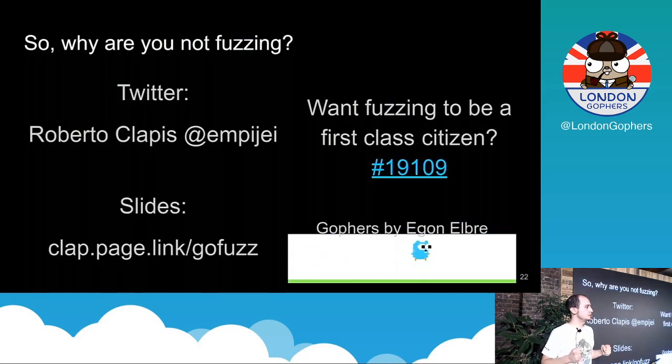So at this point, I would like to ask something, which is, why are you not fuzzing? If you have an answer for this, if you're already fuzzing, good of you. If you're not fuzzing, I would like to know your answers.